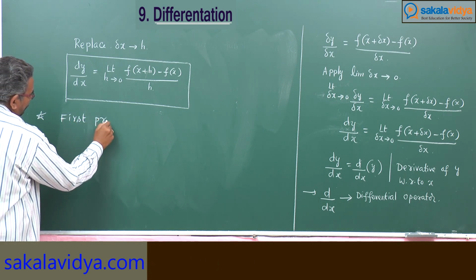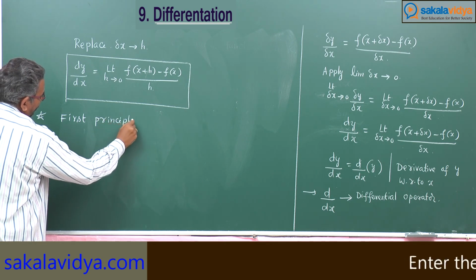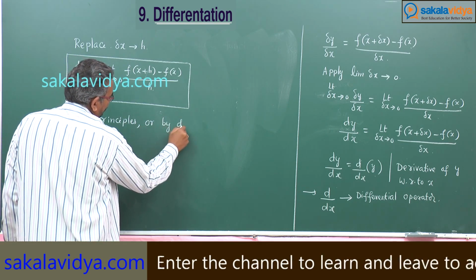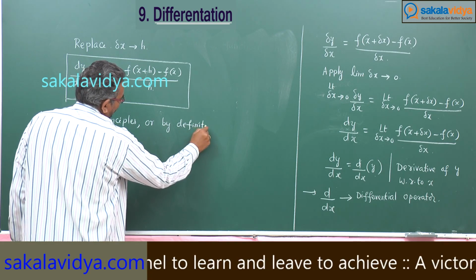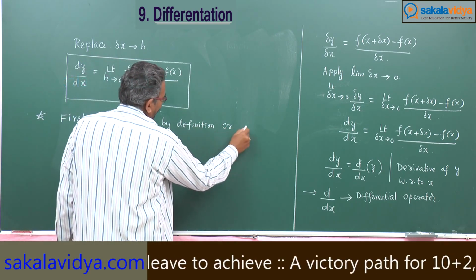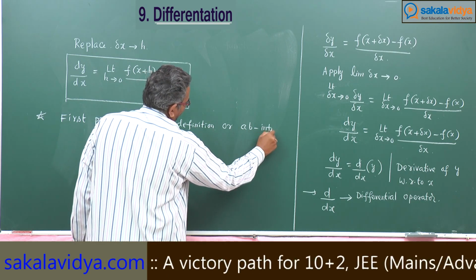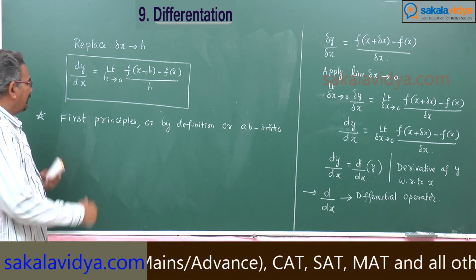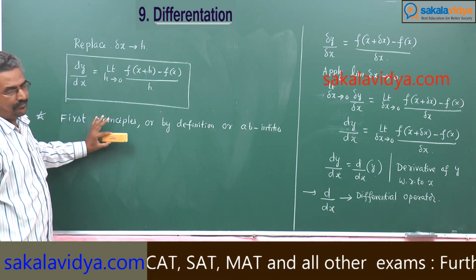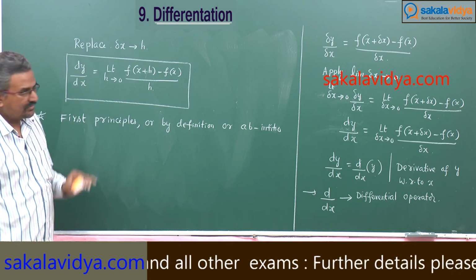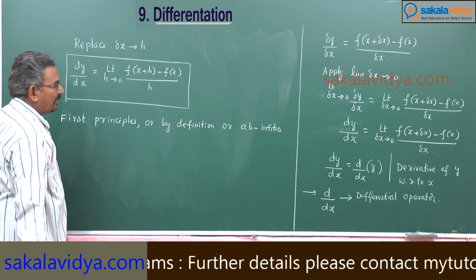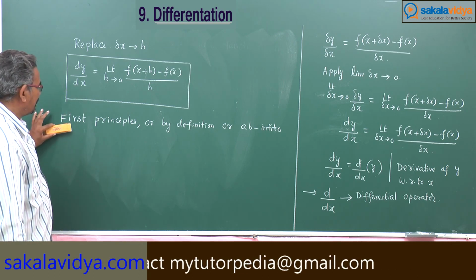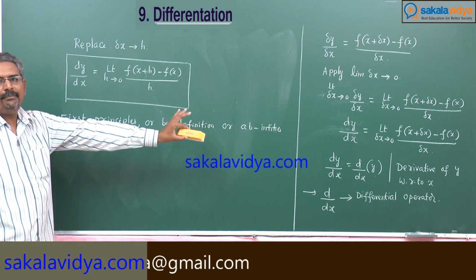First principles, or we can call it by definition, or we can call it ab initio. Ab initio means the beginning. This is the fundamental theorem for finding the derivatives of any function. So, using this formula we can find the differential coefficients of various functions. This is called first principles or by definition or ab initio.